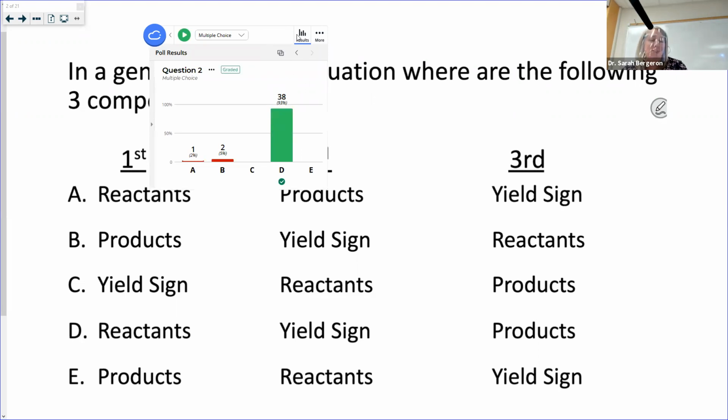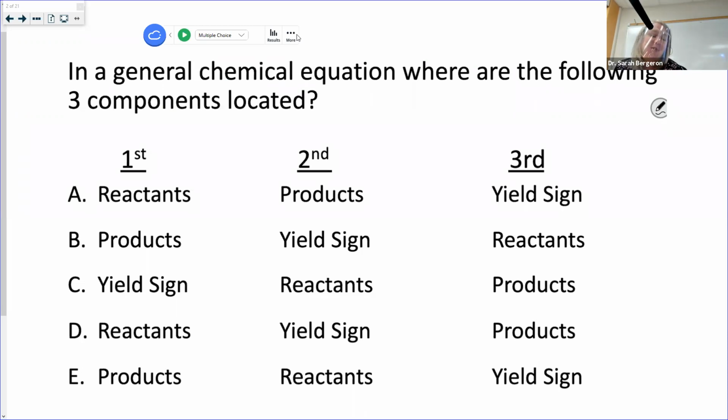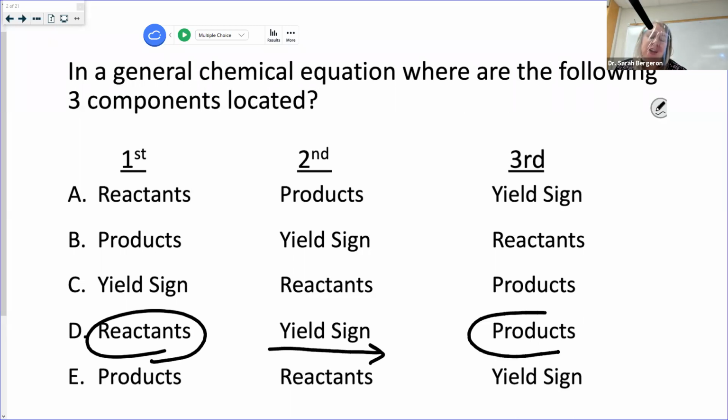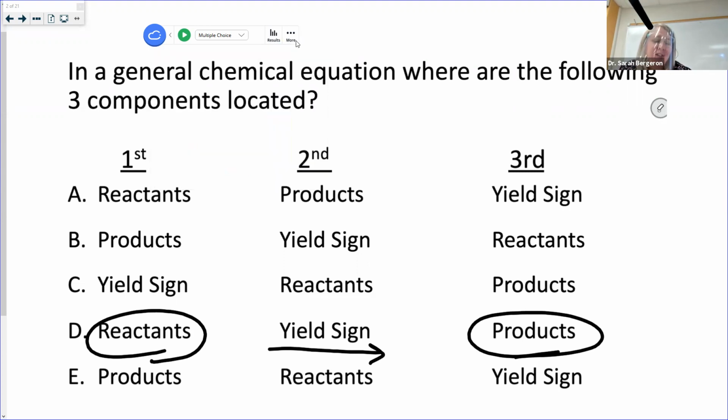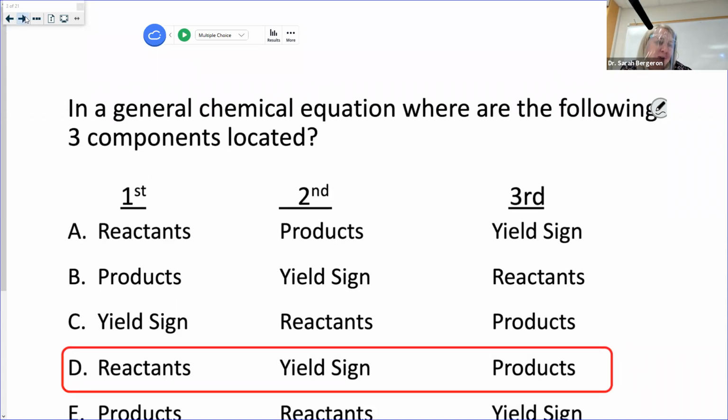So D is correct. Remember, when we have any given chemical equation, we go reactants and then we have a yield sign, which is the little arrow, and that goes to products. So let me go back. I think I didn't grade the first one. All right, good. Okay, so what are three? We had A and B. Yeah, so you knew the yield sign, but it's always reactants, yield, products. That's the path of every single general chemical reaction.